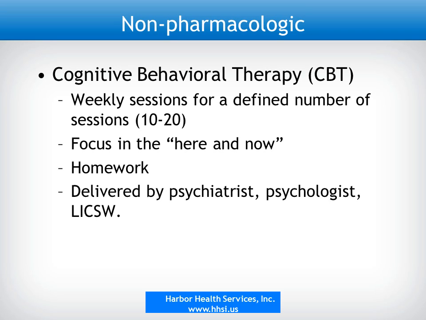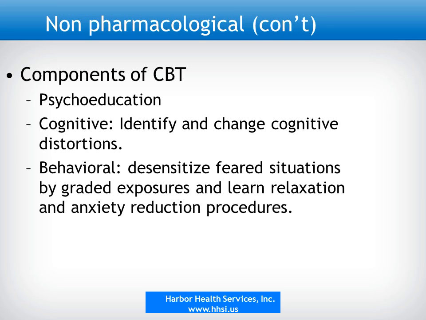So, for example, the patient wanting to go to the grocery store might first just practice some relaxation and just visualize going to the grocery store. And then when she's comfortable doing that, maybe go into the parking lot, to the door, to the grocery store. So that behavior is then shaped up step by step. The components of cognitive behavior therapy always include psychoeducation. There's cognitive components, so learning to identify and change the cognitive distortions.